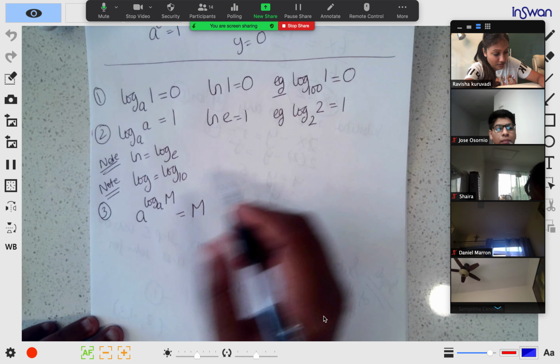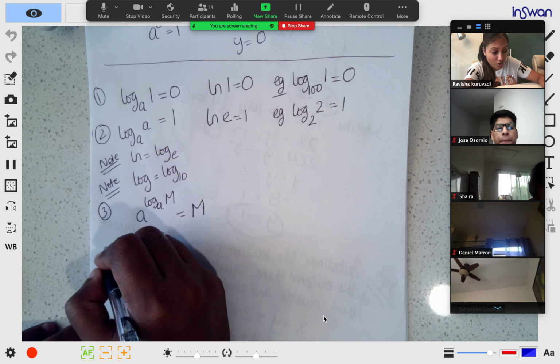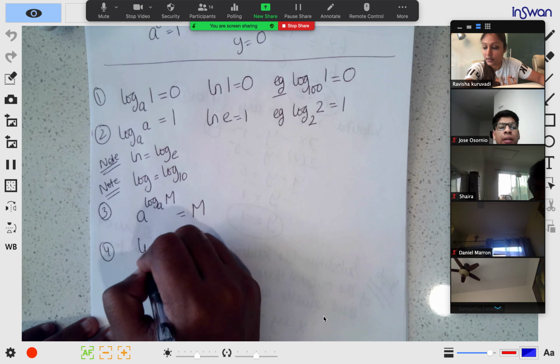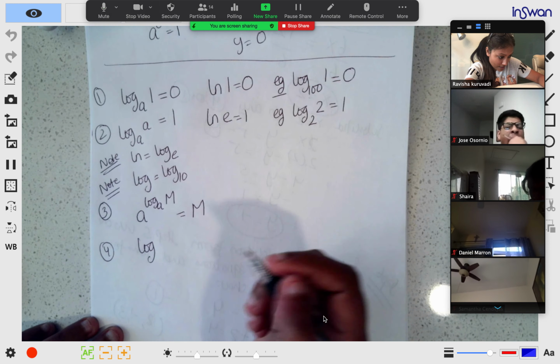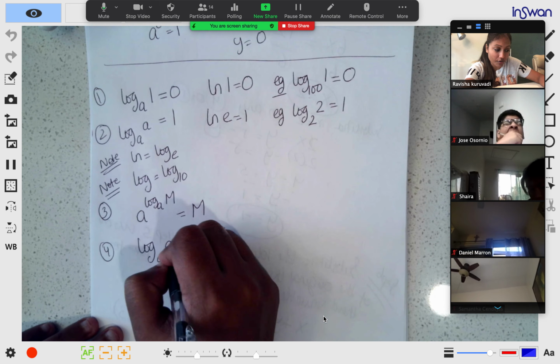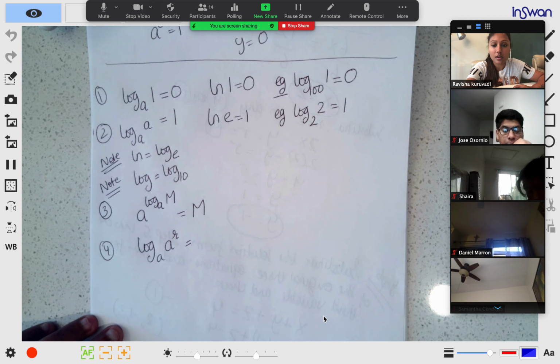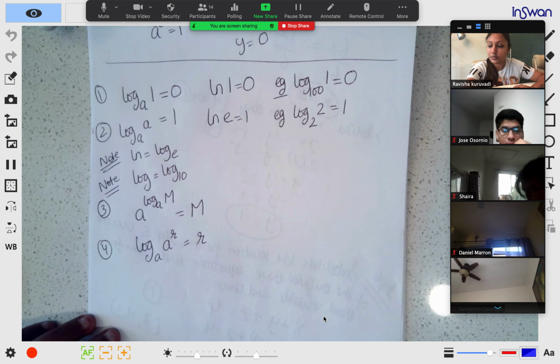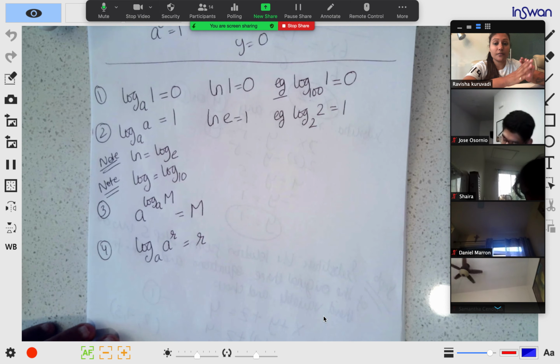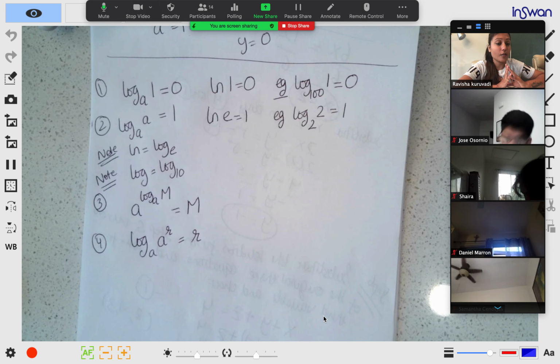Similarly, if you have log base a of a to the power of r, it will come out to be equal to r. So these are the 4 properties of logarithmic which we are studying right now. There are more, but so far you should know these.